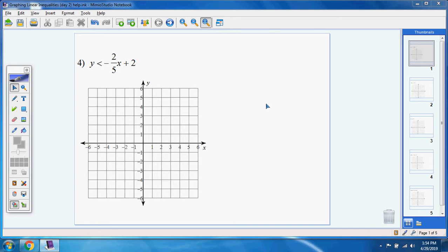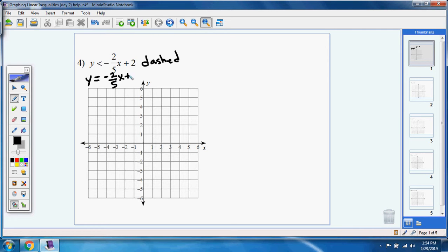All right, we're on number 4. If you notice, it is ready to graph because I can think about it as, actually, sorry, before I do that, I'd like to label that it is a dashed line. So I'm going to go ahead and think about it as y is equal to negative 2/5 x add 2. So this tells me again that my slope is a negative 2/5, which would be a downhill line, and my y-intercept is a 0, 2, which is the point on the y-axis.